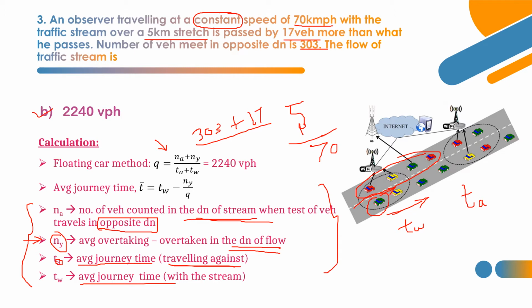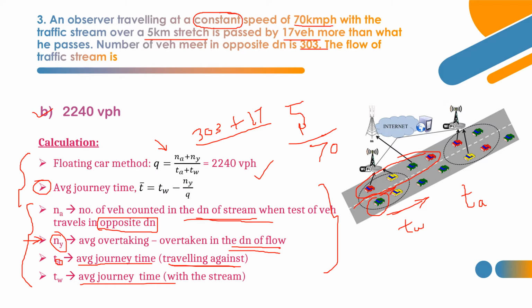So 303 plus 17 divided by 2 times 5 by 70. That gives the answer as 2240 vehicles per hour. Now let's see another important formula regarding the floating car method, the average journey time. So how to calculate the average journey time? By using this formula: T bar is equal to TW minus NY by Q. These are two important formulas. The first one is the Q formula, Q is equal to NA plus NY by TA plus TW, and the journey time formula.